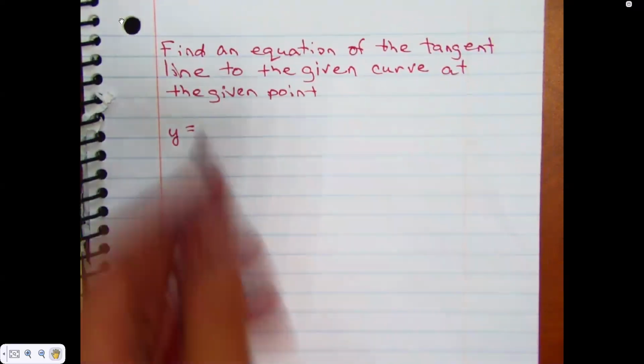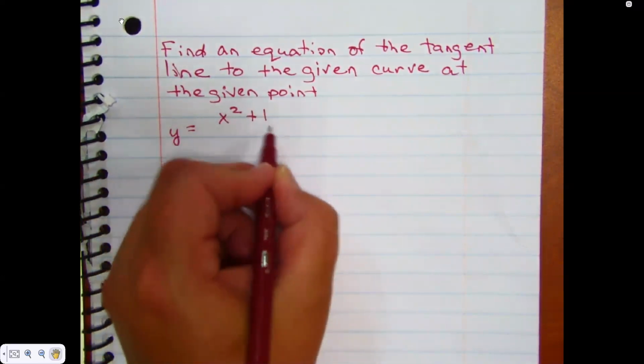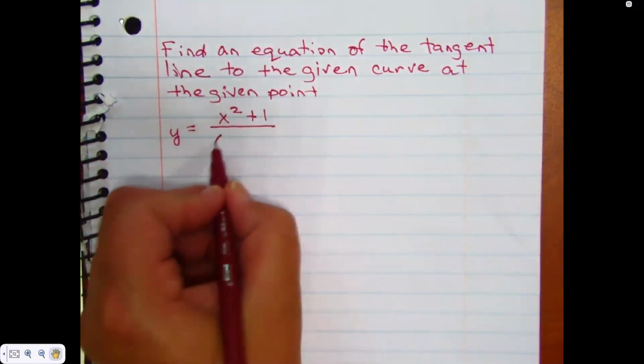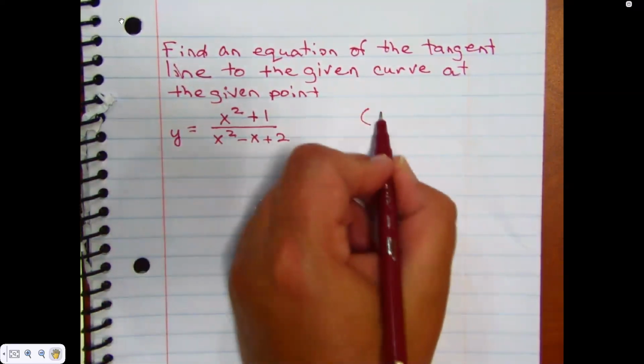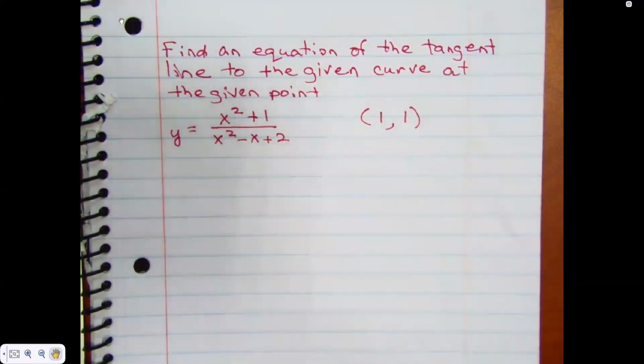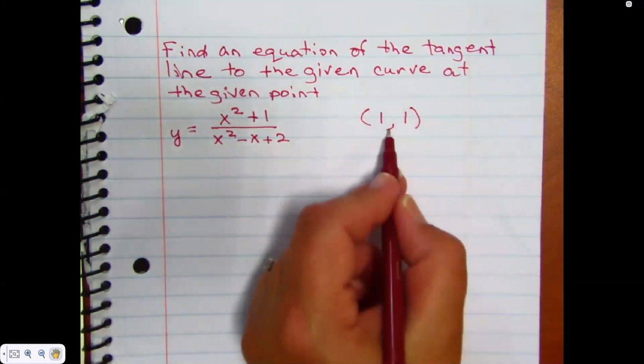All right, so of course it's got to be a fraction, right? X squared plus 1, so we get to use a quotient rule. X squared minus x plus 2, and the point is (1, 1). We got 2/3 of our answer. We're supposed to write the equation of a line at this point.